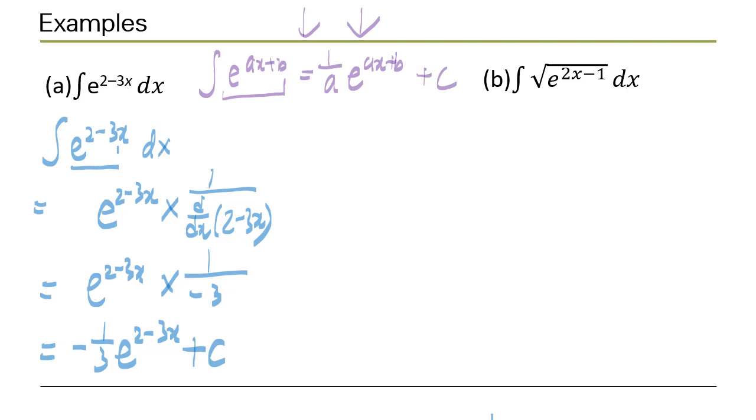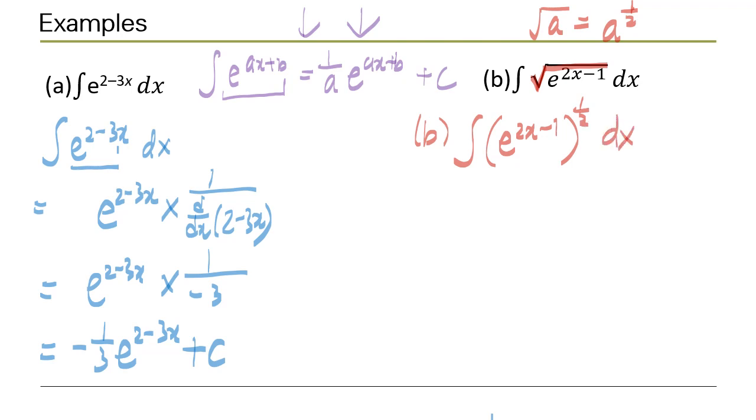Okay, let's look at part B. If you look at part B, I cannot apply the formula directly. Why? Because it is not e to the power of something. Can you see that you actually have a square root there? It must be e to the power of something, but here we have a square root. So we need to do some manipulation. Recall that square root of a is actually a to the power half, a not equal to 0. So in this case, the square root of e to the power of 2x minus 1 is e to the power of 2x minus 1, to the power half.